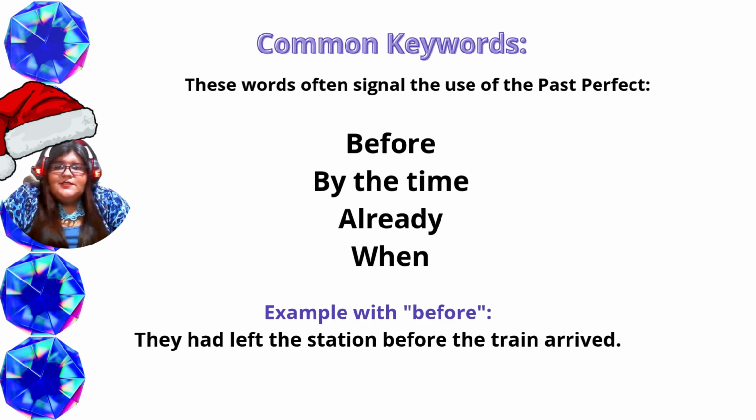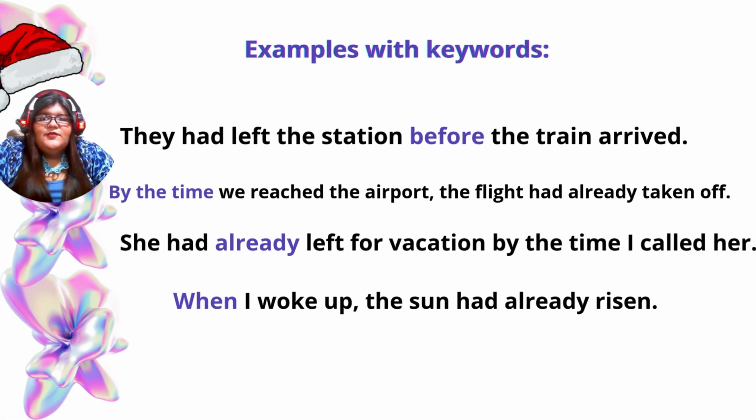So let's see more examples. Let's see some examples with keywords. They had left the station before the train arrived. What is the keyword? Before. Then we have by the time, another keyword: by the time we reached the airport, the flight had already taken off. She had already left for vacation by the time I got there. When I woke up, the sun had already risen. I hope that is a little bit clear how you will identify these keywords in the past.